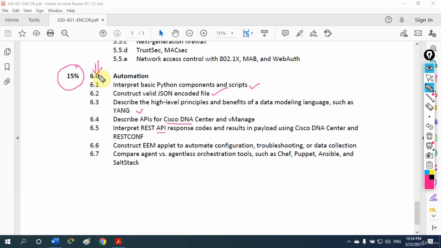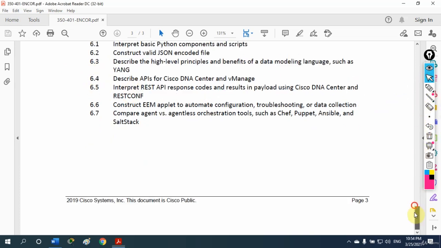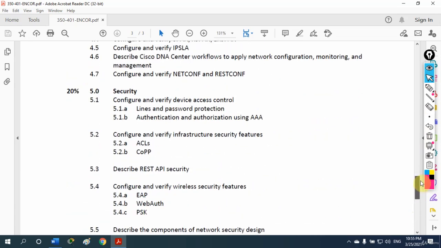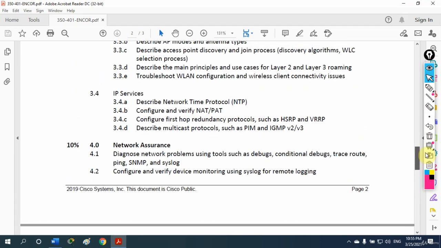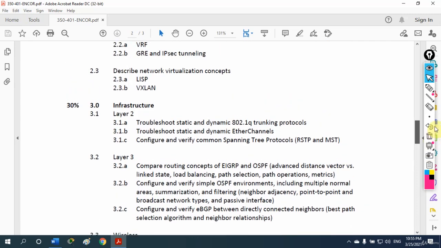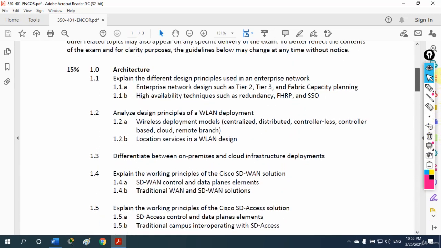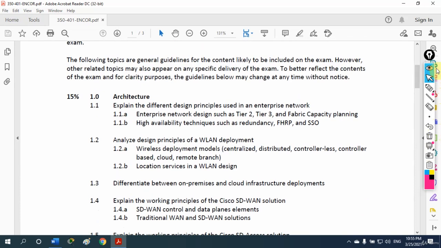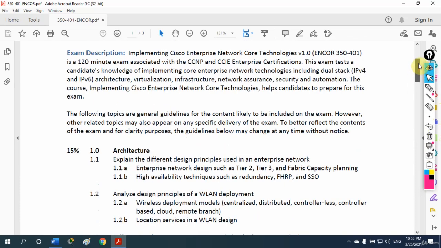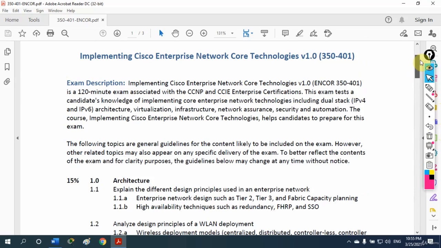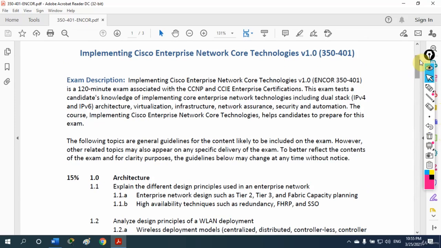So I hope you now have an idea from which topics we are going to get questions. For example, automation 15%, security 20%, network assurance 10%, infrastructure 30%, virtualization 10%, and the remaining 15% from architecture. Okay, so this is just an introduction about the syllabus blueprint. This is only the blueprint paper, and we are going to give you this blueprint.